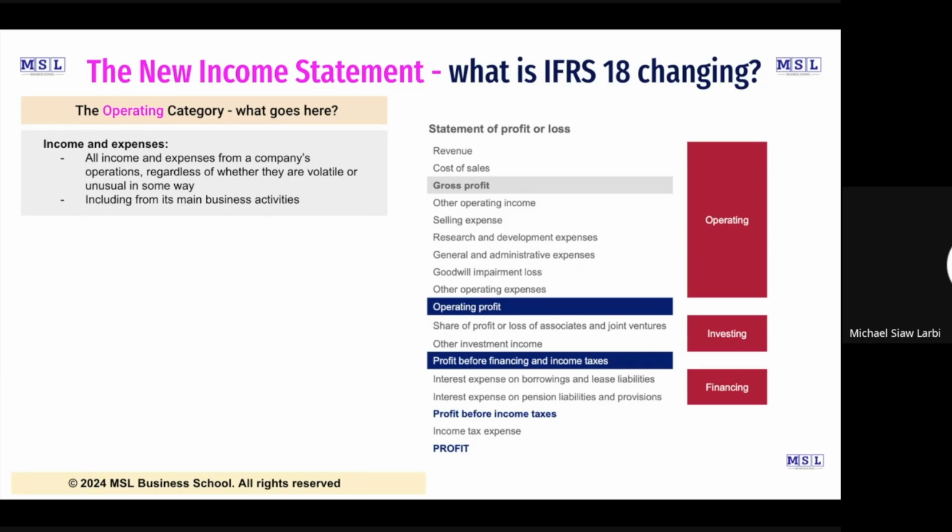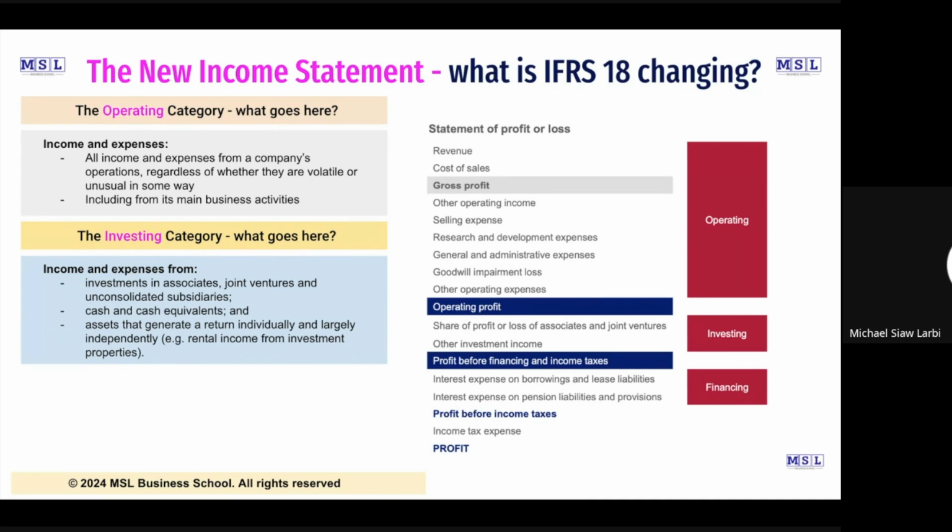Including your MBA, your main business activity. We'll see how it's going to change for entities like banks and insurance companies because they cannot follow this. They have a different business model altogether. Investing category, specifically, investment in associates, joint ventures, unconsolidated subsidiaries are all investing category. Any income or expense you make from cash or a cash equivalent is an investing category item. Any income and expense you make from an asset that generates a return individually and largely independently. For example, you are a business, you have investment property, you get rental income, it's investing. So clearly, you can't mix them with the other elements.